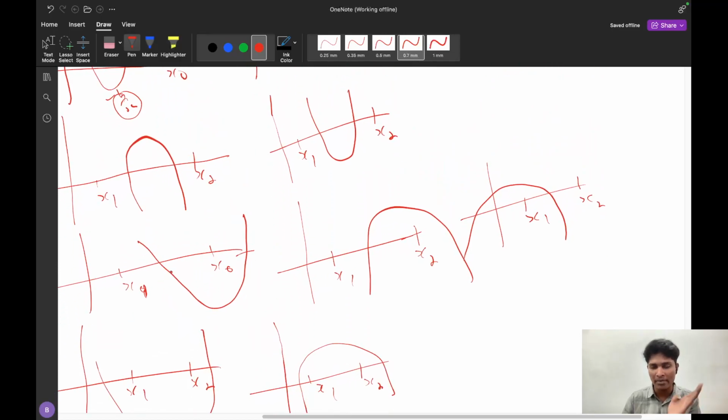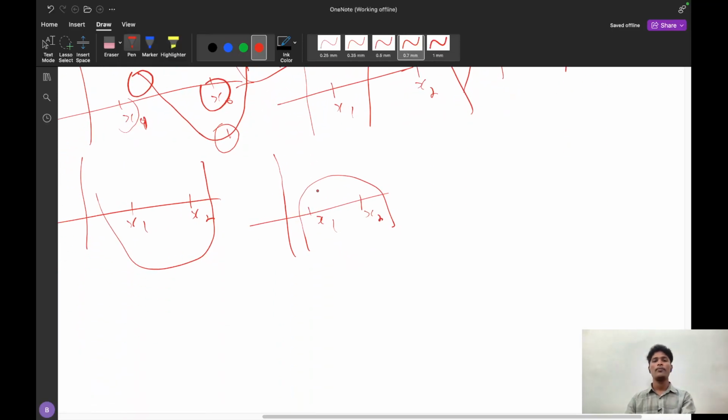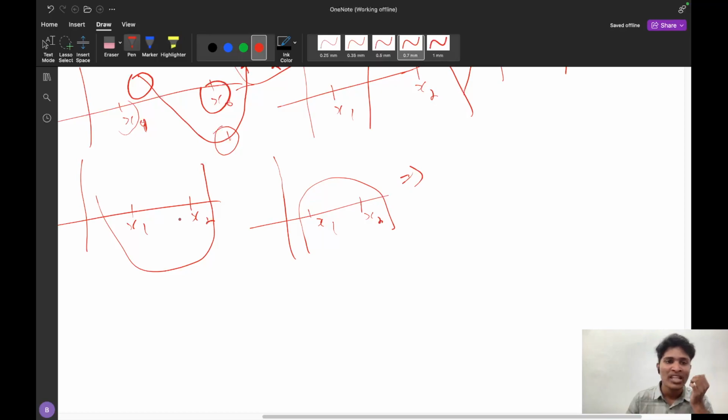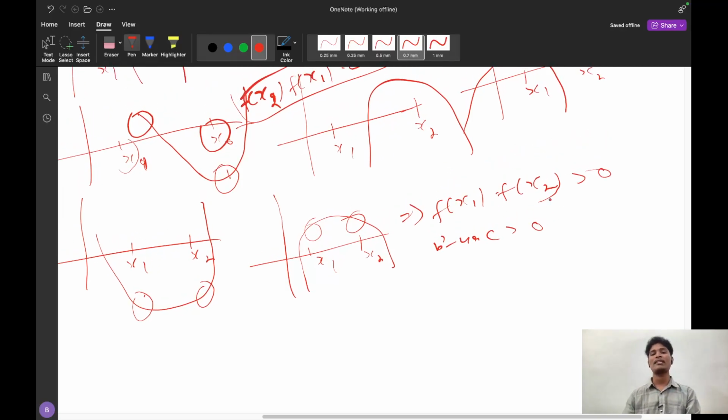If one root is in between x1 and x2, what you can do? You can find f of x1 value, that is negative, and here f of x2 value is positive. So if I multiply f of x1 into f of x2, it should be negative. Like this, you have to write the cases. Here also, if both the roots are outside, here the value is negative, here the value is negative, here the value is positive, here the value is positive. So if I multiply f of x1 into f of x2, what I will get? I will get positive. In this case, they are saying roots, so b square minus 4ac greater than 0. So like this, you have to write the cases simply.